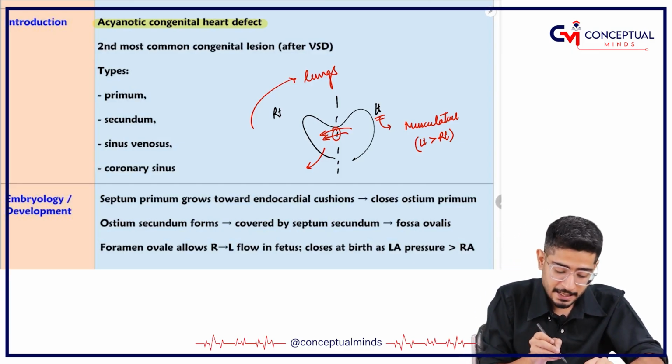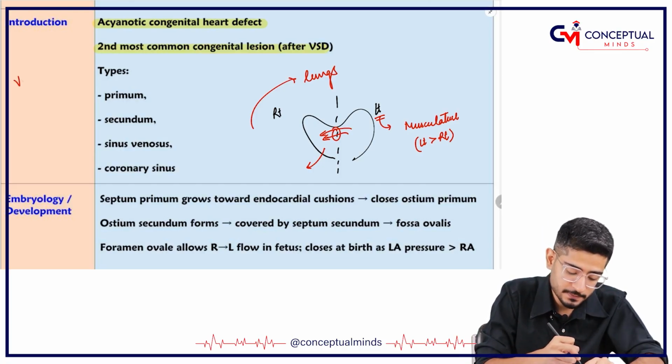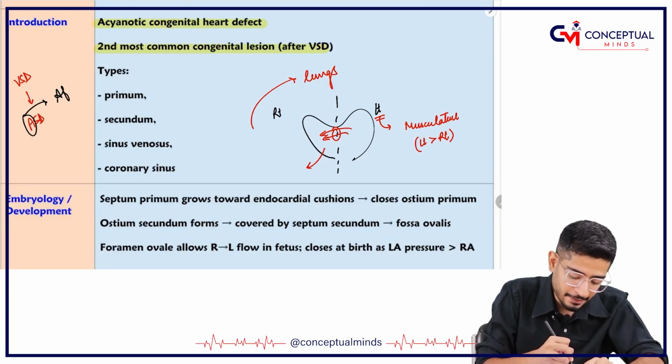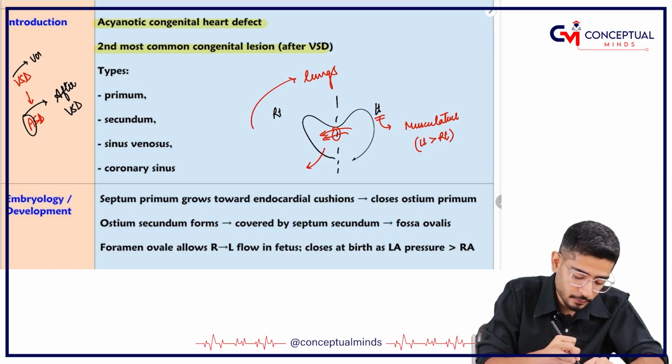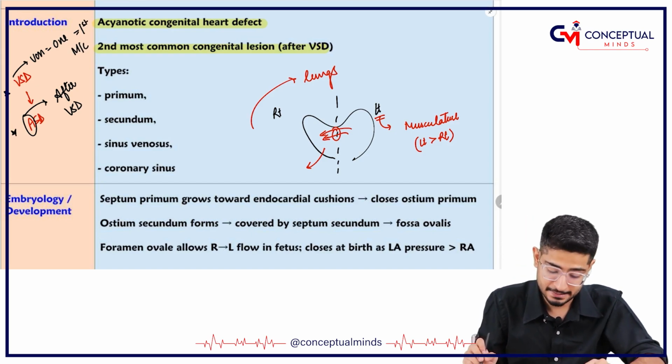Please remember that ASD is the second most common congenital lesion. First comes VSD, then comes ASD. How to remember? ASD comes after VSD, and V is for 1, like the Roman numeral, meaning it is the first most common. This is a method to remember VSD as well as ASD.